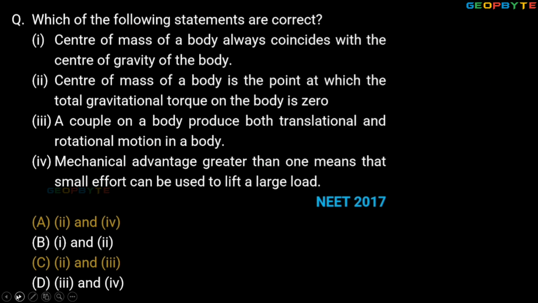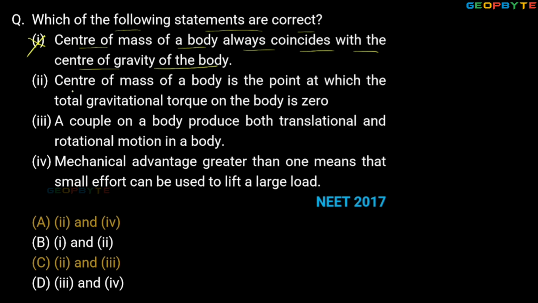Similarly, let us take another important problem. It is asking like this. Which of the following statements are correct? You are asked to decide the correct statement. Center of mass of a body always coincides with the center of gravity of the body. Dear friends, remember, center of mass of the body coincides with the center of gravity only when it is in a uniform gravitational field, not always. Therefore, always is not correct. The first statement is not correct.